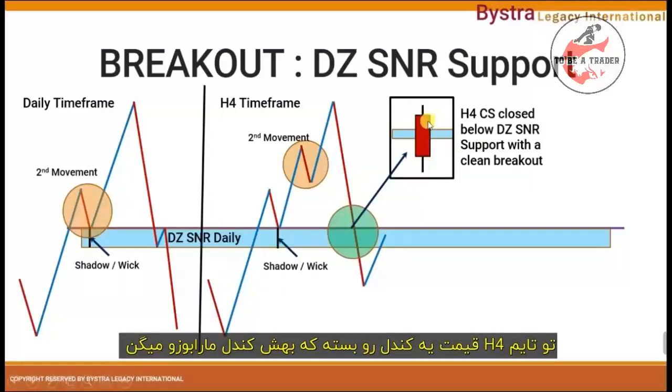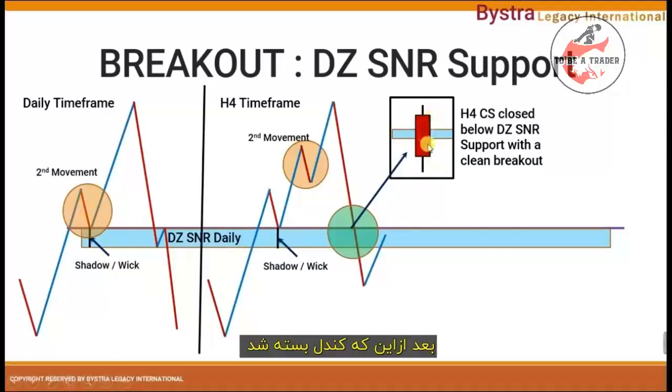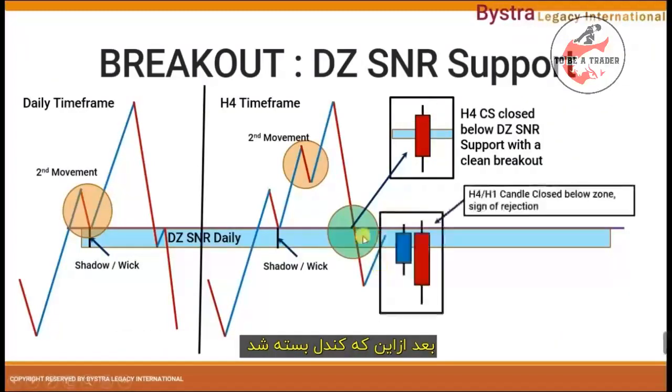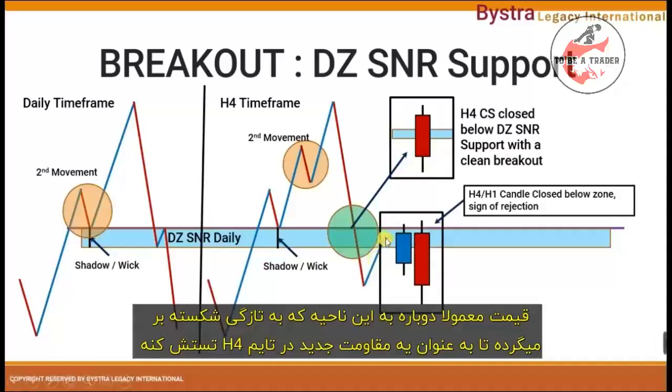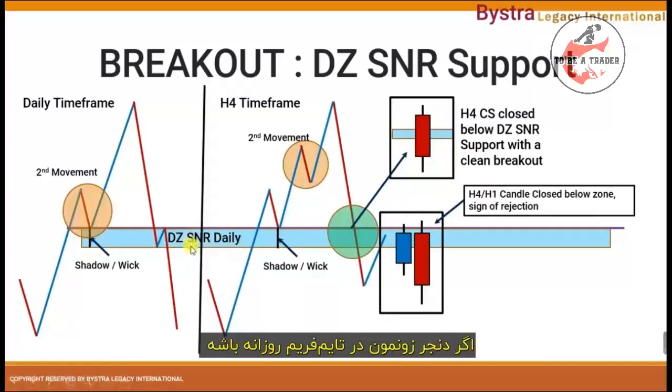So at the H4, price will close one candlestick. This is called the Marubozu. After the candle has closed, price will normally come back to this area again, which it just broke, to test it as a new resistance at the H4 time frame, if the danger zone is at the daily time frame.